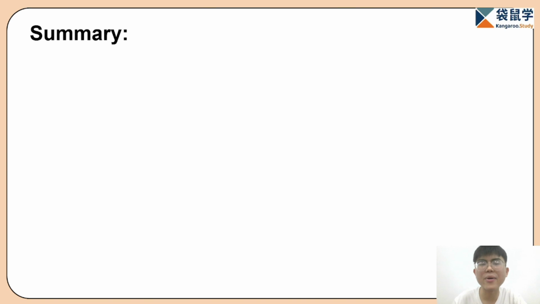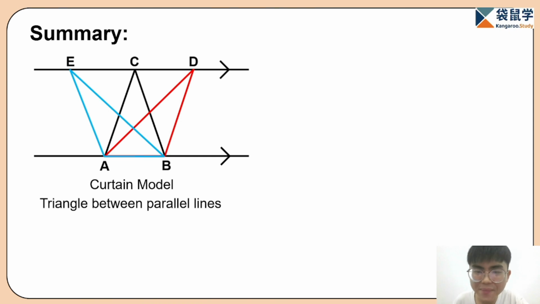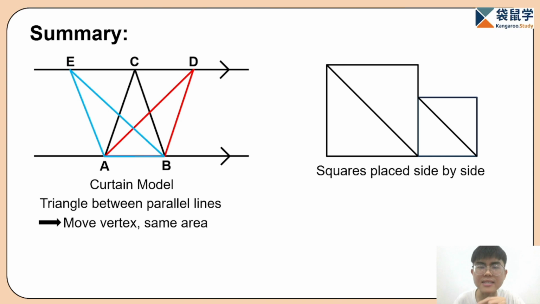So now, let's summarize what we have learned today. So we learned this model right here, which is named the curtain model. So what do we need to have to apply the curtain model? We need to have a triangle between parallel lines. And how do we transform the triangle? We move the vertex of the triangle and the area remains the same. Next, we learned that when we have two squares placed side by side, not only are the opposite sides of the squares parallel, the diagonals are also parallel.